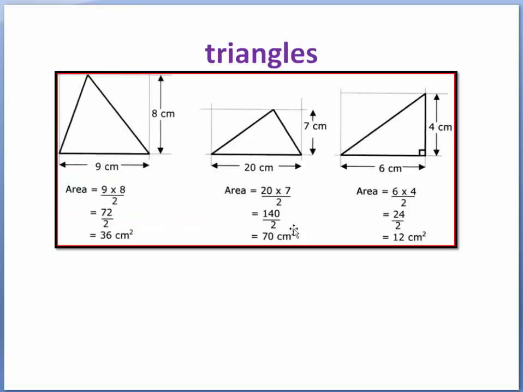Here we've just done some calculations to show how we find the area. So half the base times the vertical height: 9 multiplied by the vertical height, 8, divided by 2. So that's half the base times the height. Again, half the base multiplied by the height, 20 times 7 divided by 2. Half the base, so here we're dividing by 2, getting half. 6 times the vertical height, 4. 6 times 4 divided by 2, 12 centimeters is the area.